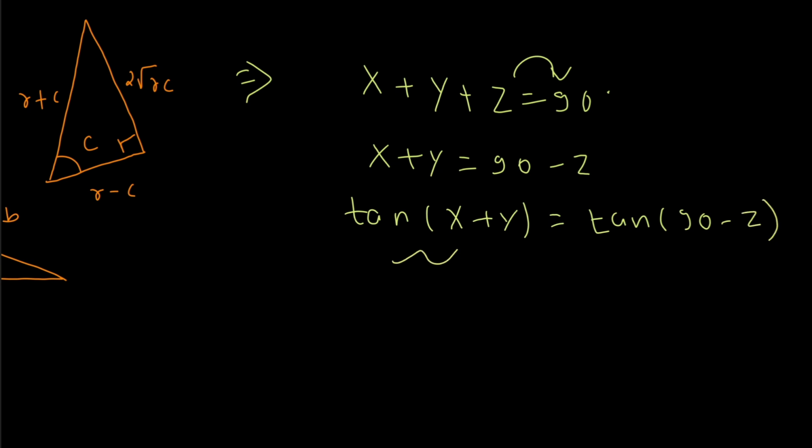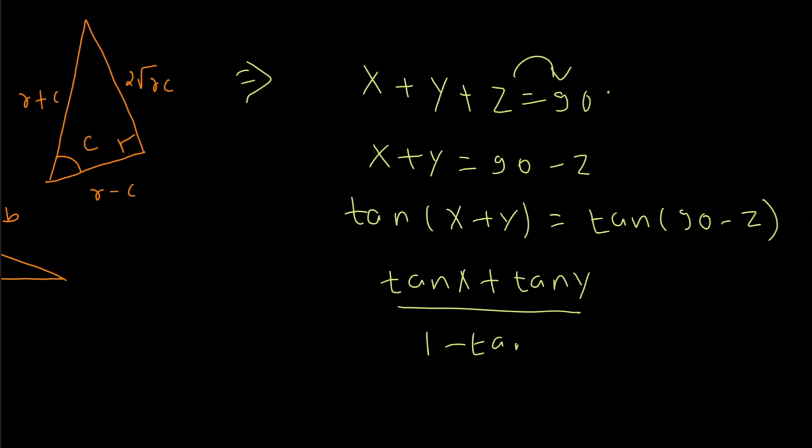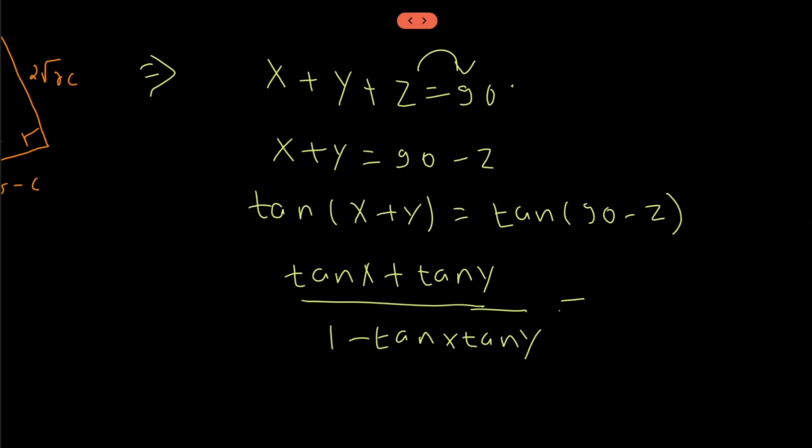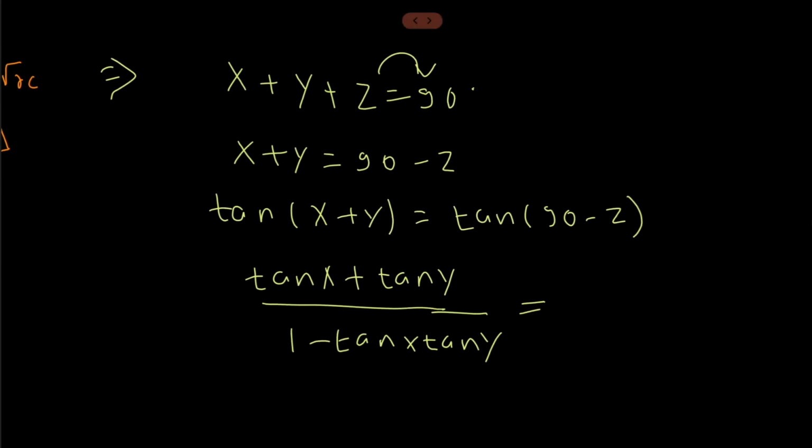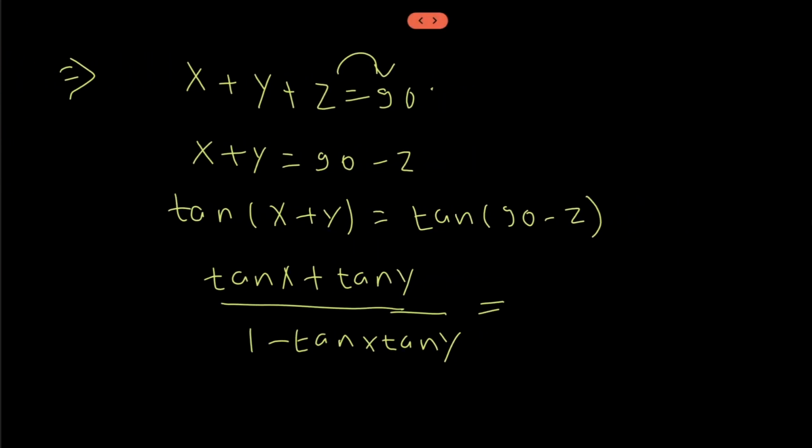Okay, now this is a nice identity. Tangent of x plus y would be tangent of x plus tangent of y divided by 1 minus tangent of x tangent of y. These are very basic trigonometric identities. You should remember that. So tangent of x plus y is this thing. What about tangent of 90 minus z? So tangent of 90 minus z would be cot of z. Simple, complementary angle is there. Now cot of z can be written as the reciprocal, 1 upon tan of z.